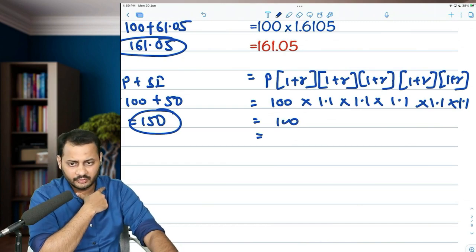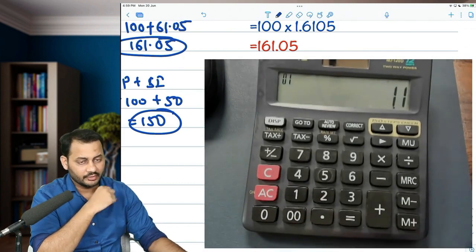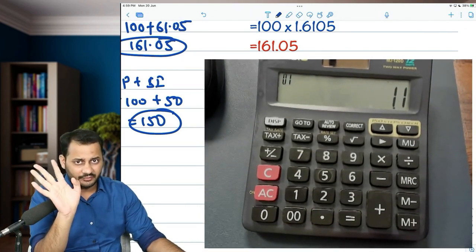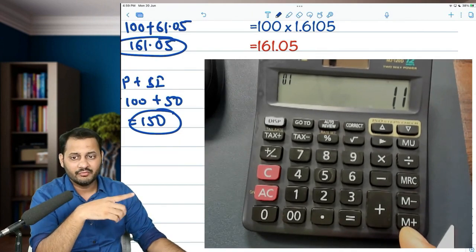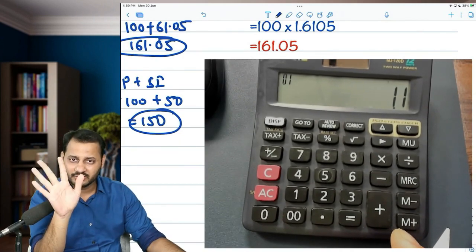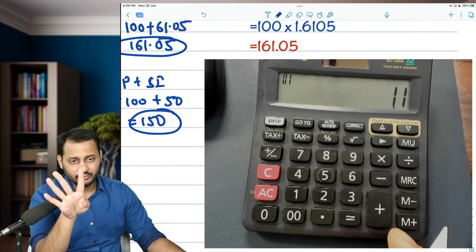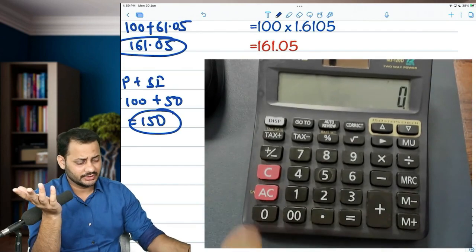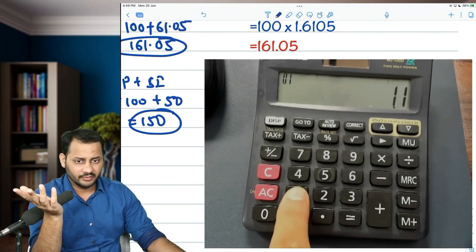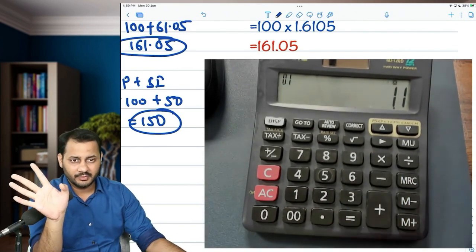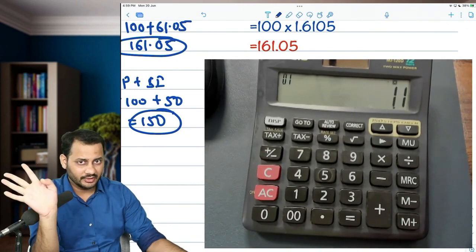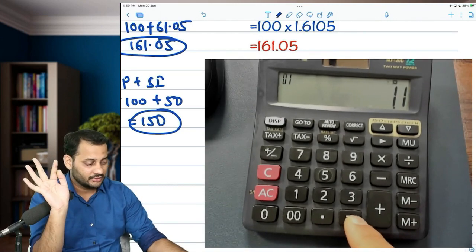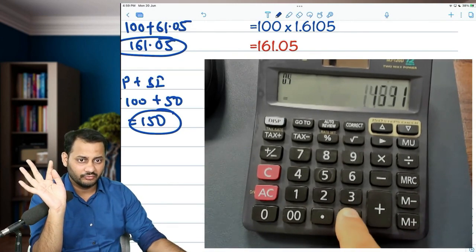Let's do it in the calculator. 1.1. How to do it? You have to multiply 1.1 5 times with itself. So while you have kept 1.1 in the calculator, the first time has already happened. Now you will have to press the equal button 4 times. I will just show you once again. What you have to do is 1.1, keep it on the calculator, press the multiply sign. 1 time has already happened. Now you have to press the equal button from the second time onwards. So 2, 3, 4, 5.